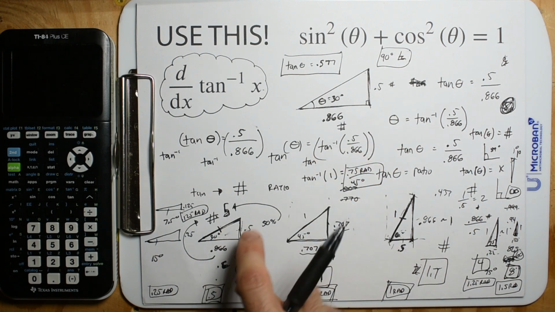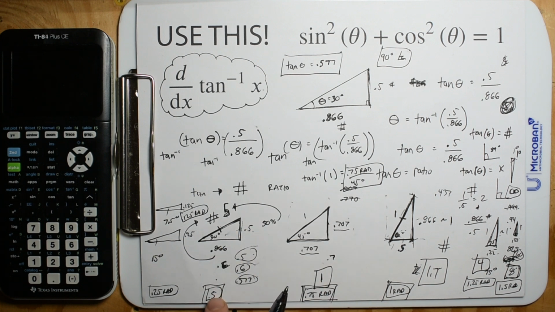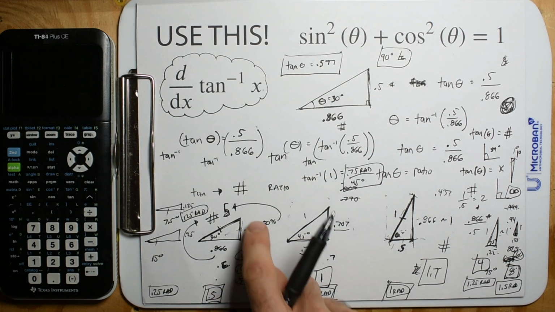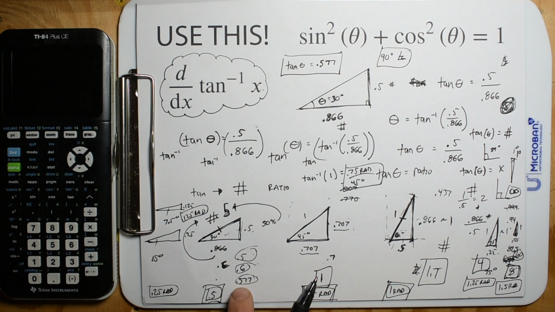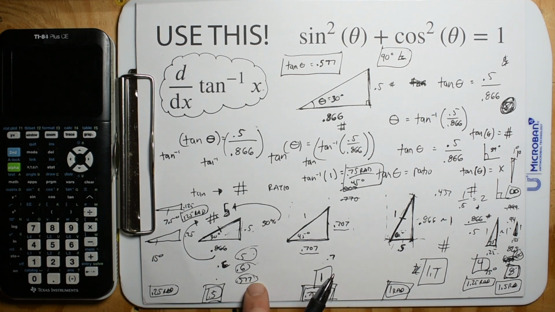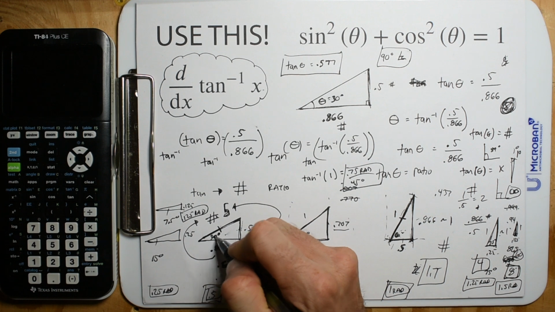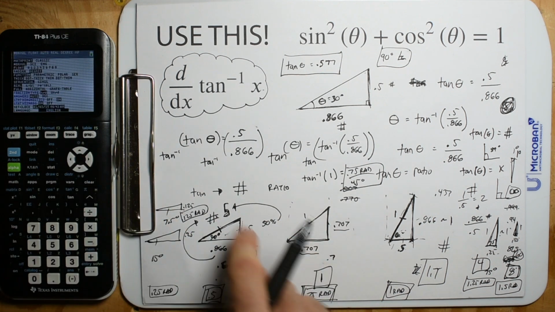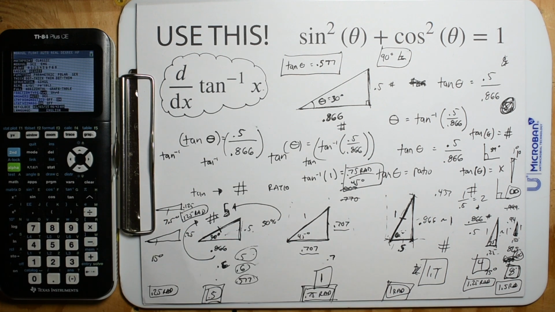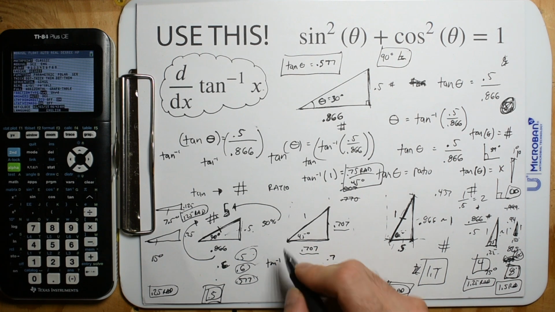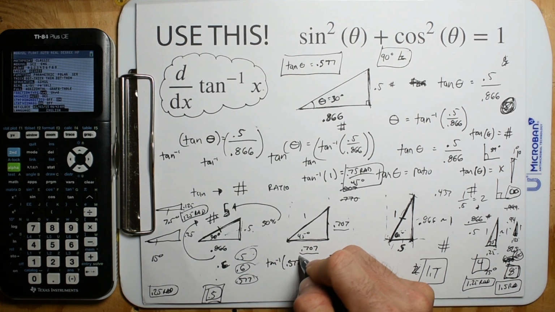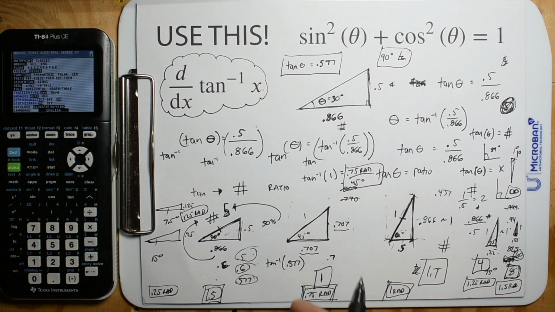Let's do this one. Inverse tangent of 0.5. Inverse tangent of 0.577. Well, it's just going to spit out 30 degrees, if your calculator is set to degrees. If you do inverse tangent of 0.577 in radians mode, it's going to spit out 0.5 radians.